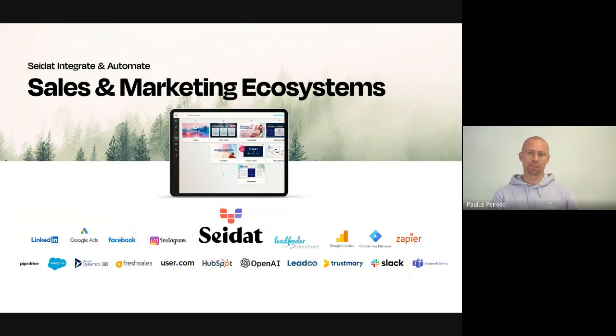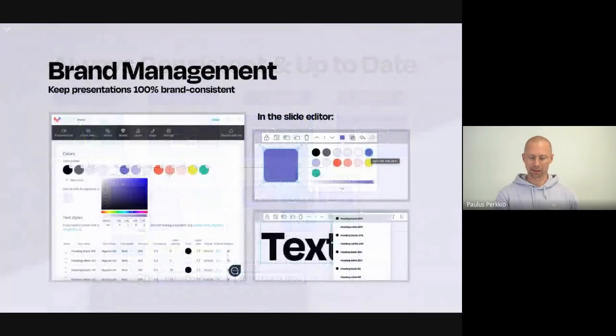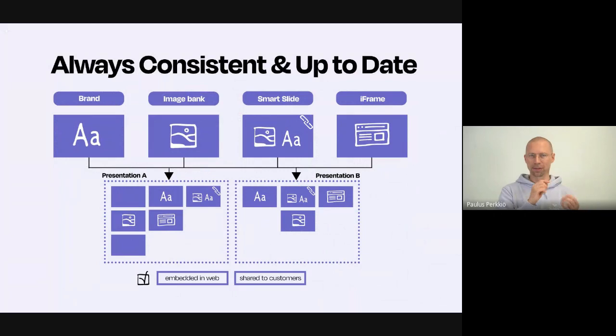We were talking about how to keep it always up to date. We have several functions for that. One is brand settings. We have this kind of brand management part of our tool. When you update your font styles or colors in one place, it will be updated everywhere with one click. If you update the image in the Image Bank, the image will be converted to the new one immediately in every presentation, on every slide.